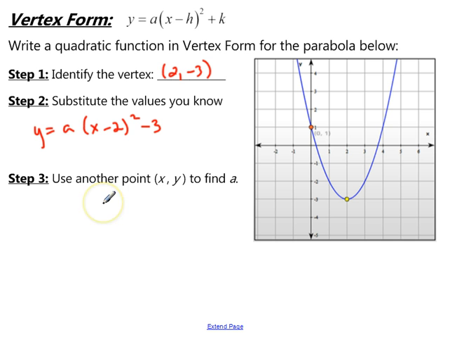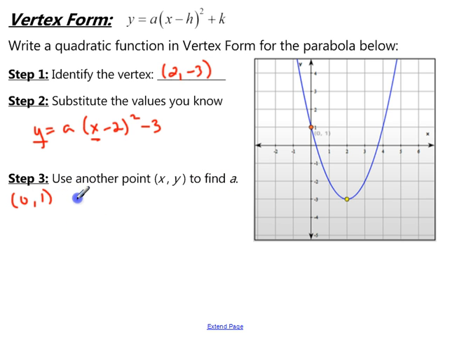Then in step 3, we're going to use another point (x, y). Here we have this point here. I'll just write the coordinates down first: (0, 1). We're going to substitute that x and y into our equation. Then we want to solve for a.